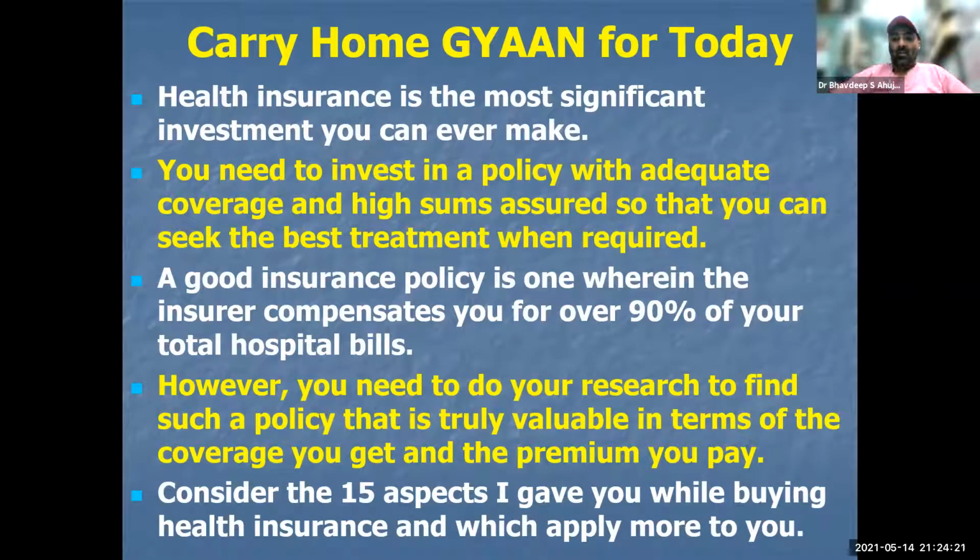So do your own research, consider those 15 aspects that I gave you while buying health insurance, and which apply more to you. I told you my 6 or 7 in that list. You can pick your 6 or 7. Obviously, no policy will have all the 15 aspects. If somebody has all 15 aspects, your premium will go over the roof. But you need to draw a line somewhere. You need to understand what factors can affect you.